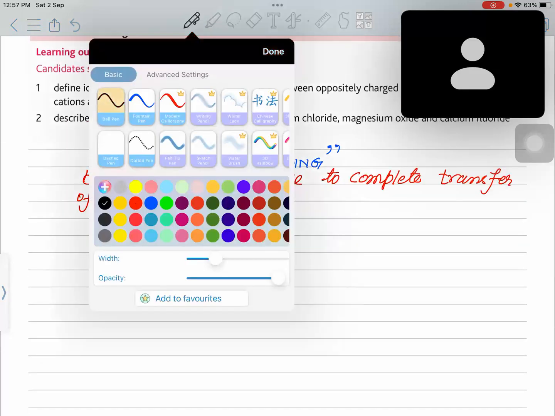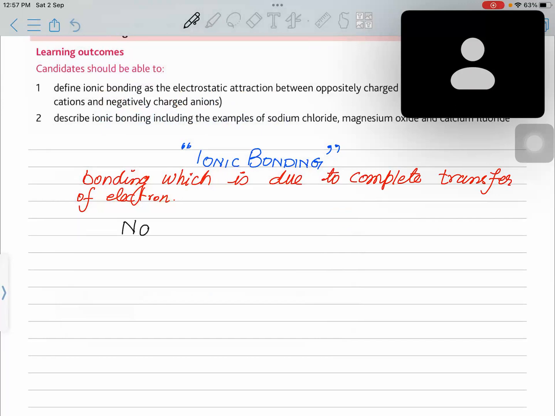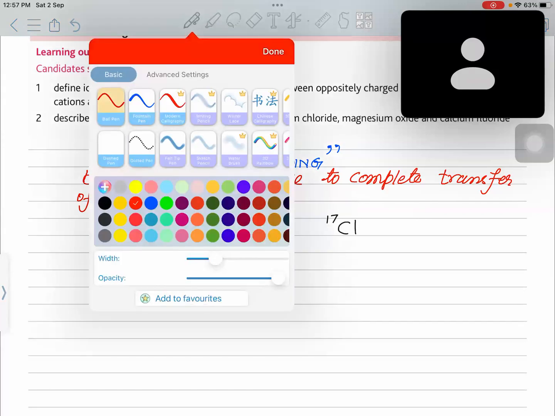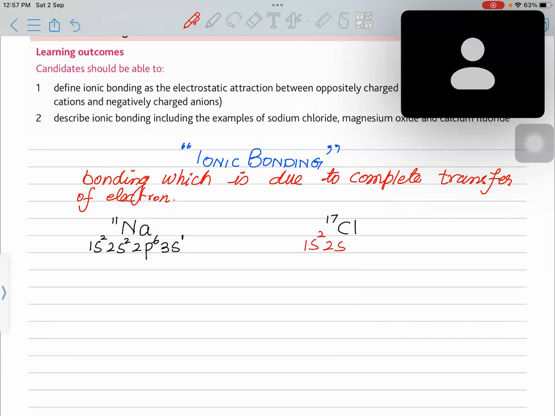Now look at the example. Here we have sodium. Sodium has 11 electrons, so 1s2, 2s2, 2p6, 3s1. This is sodium. And here you have chlorine. Chlorine is 1s2, 2s2, 2p6, 3s2, 3p5.